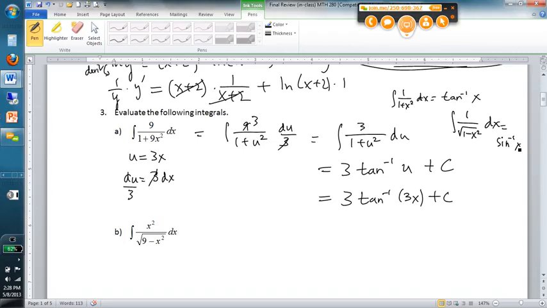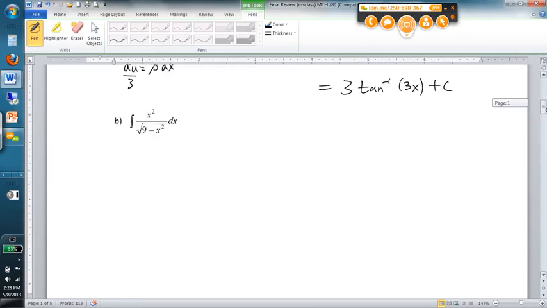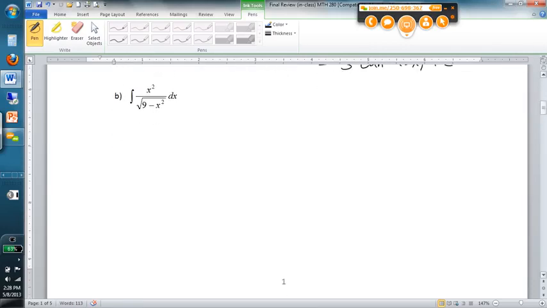Now, B is not an inverse trig function. Why not? B is not one of those because I've got the x squared on top, right? And so what I want to do with this one is another one we have talked about, a really fun one. Trig substitution. Let's try trig substitution on this one. What do you remember about trig substitution? Sort of remember the name?